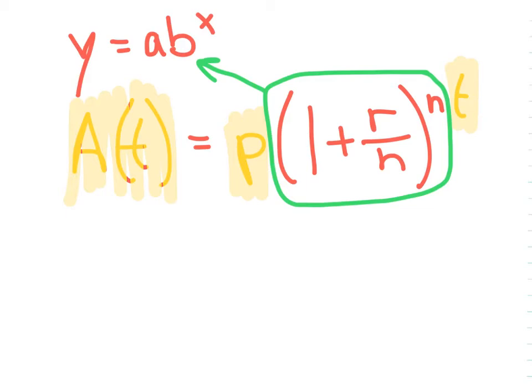If you can compound your money monthly, that would be 12 times a year, and n would be 12. All right. If it was weekly, n would be 52, and so on. Well, today's lesson is going to talk a little bit more about that.